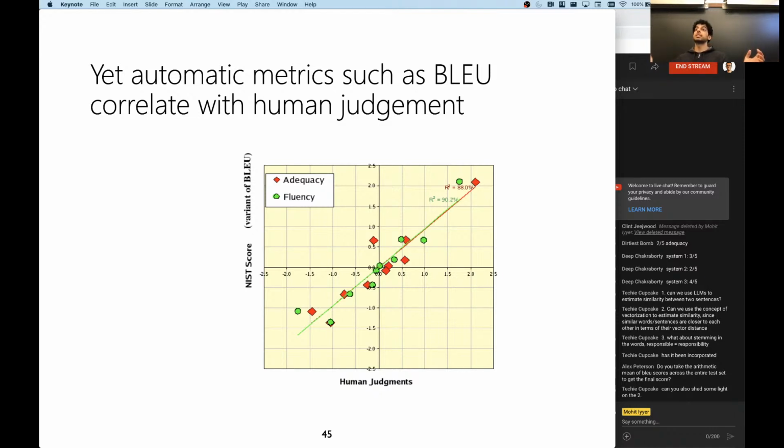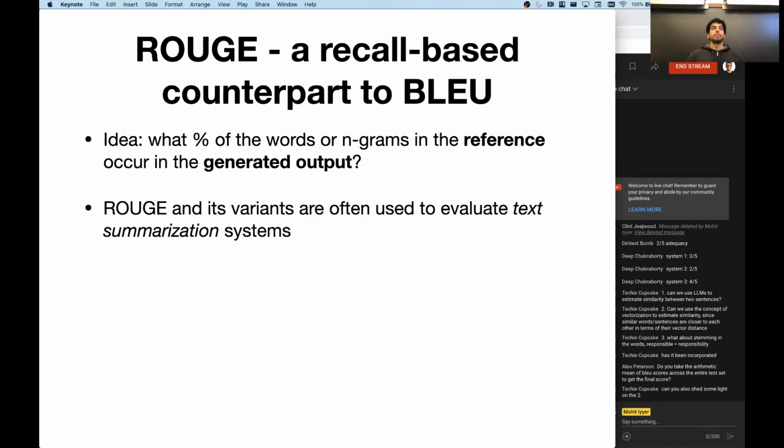It makes a lot of sense in translation where you need to produce some very specific meaning, but it doesn't make sense for open-ended tasks. Okay, and so you'll see BLEU score a lot in generation papers. You may also see the ROUGE score, which is very related to BLEU, except it considers recall instead of precision. So ROUGE score is generally used to evaluate text summarization.